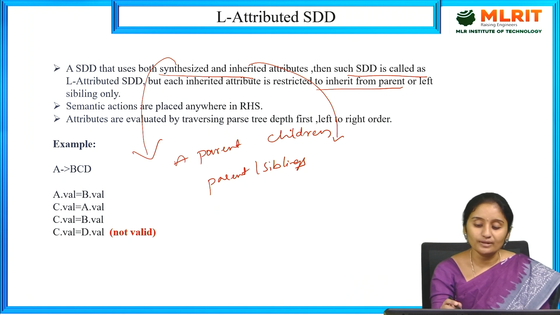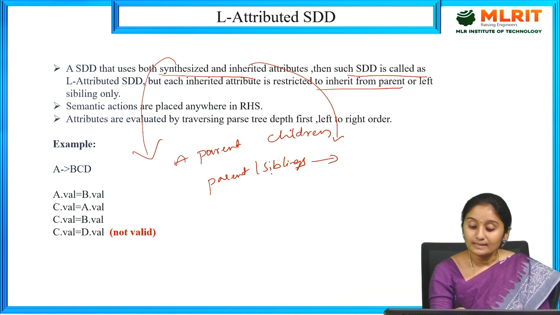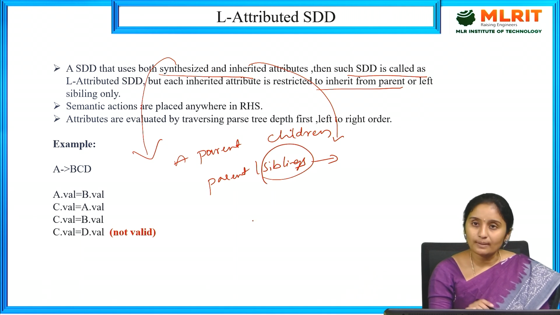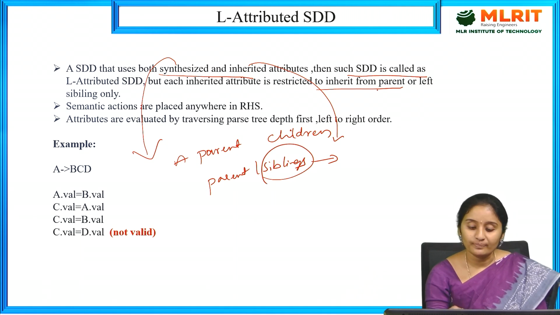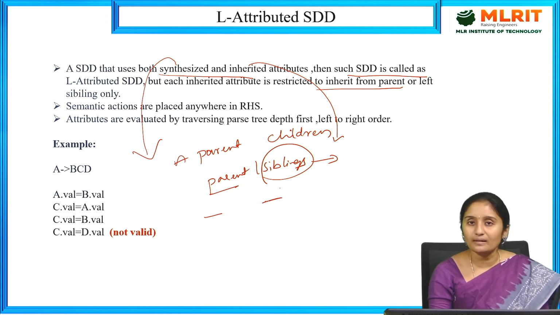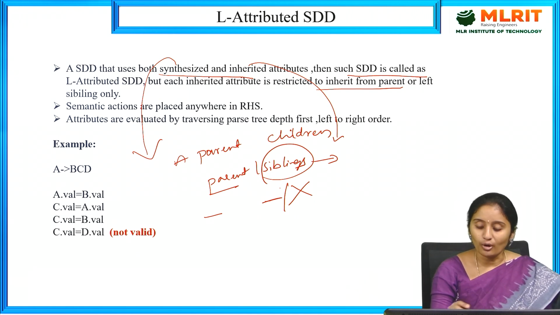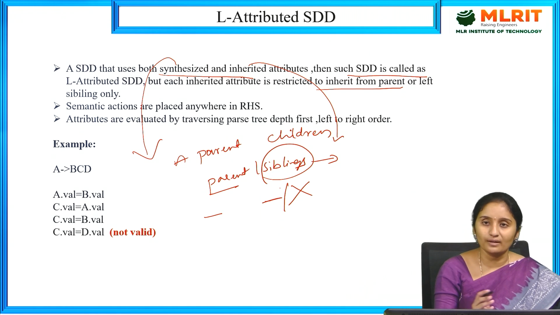But in L attributed SDD, for inherited attributes, we have siblings, but it is restricted to inherit from either the parent node or only the left siblings. We are not going to take the right siblings. Inherit from parent or left siblings only, not the whole siblings.